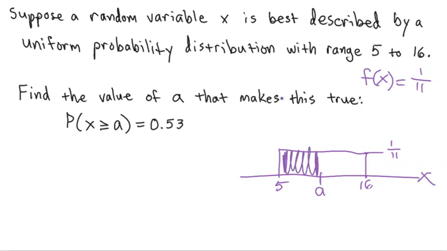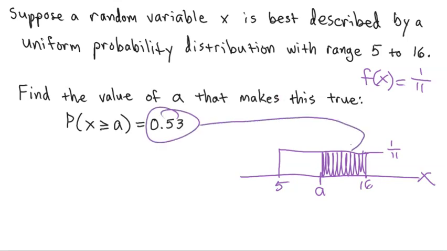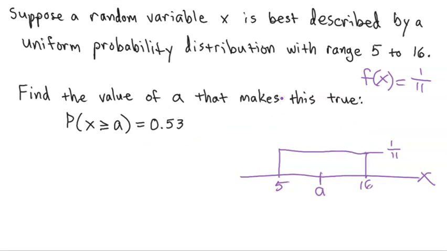In the last questions we did, it was when x is less than a equals our proportion. But now we're looking for when x is greater than a. So we're looking for a region right here. We're looking for a number a such that all of the region between a and 16 has a probability of 0.53. And so if this is 0.53, then over here is 0.47.